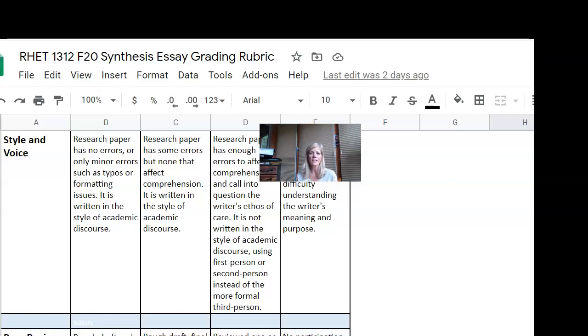As I've said, Composition 2 just focuses on writing in the academic style. So that means not using first or second person. In academic writing, you won't find the use of the words I, me, my, you, yours. Instead, it uses third person.